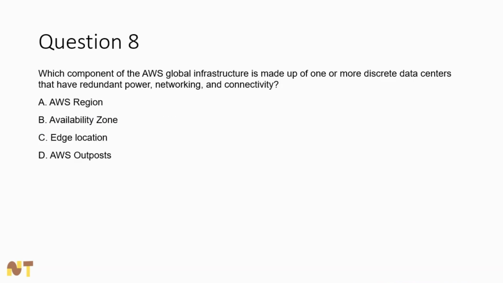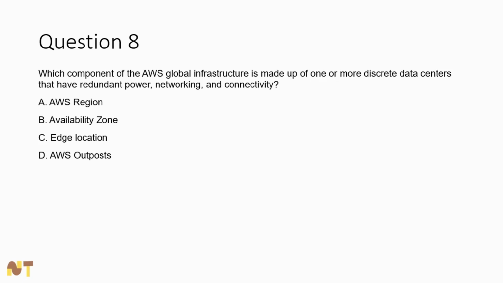Which component of AWS global infrastructure is made up of one or more discrete data centers that have redundant power, networking, and connectivity? Options are AWS region, availability zone, edge location, and AWS Outpost. Okay, so this question is all about understanding the fundamental building blocks of AWS global infrastructure. Let's look at each option.